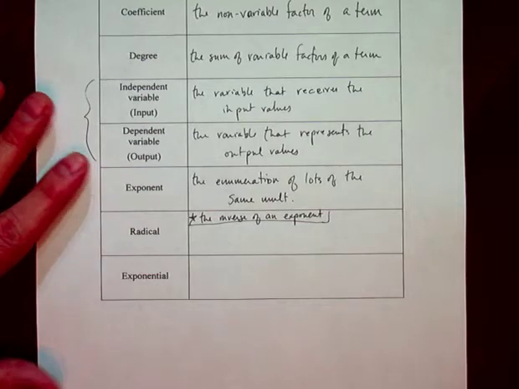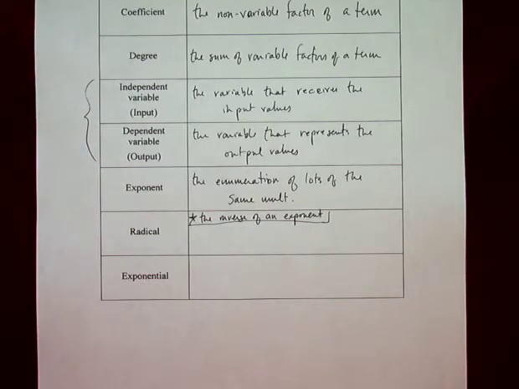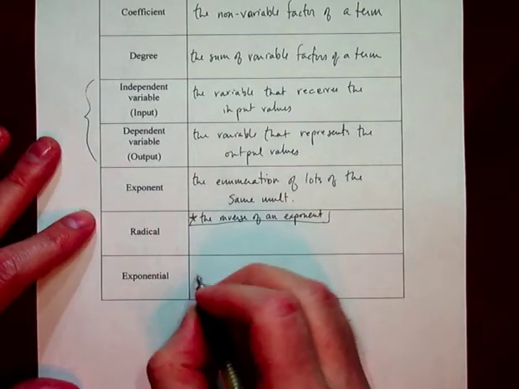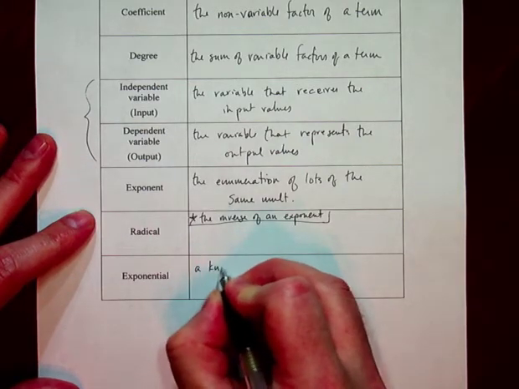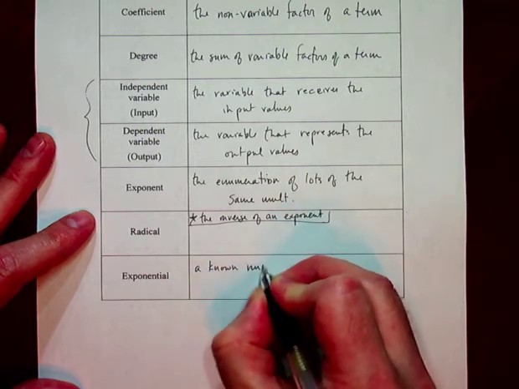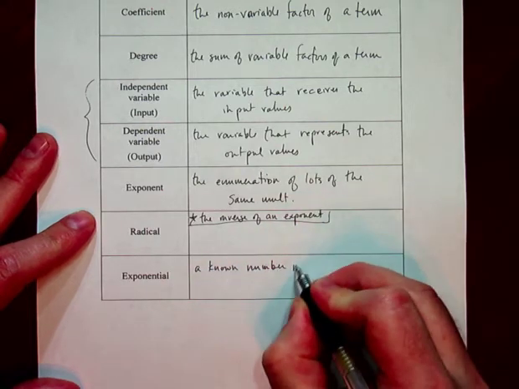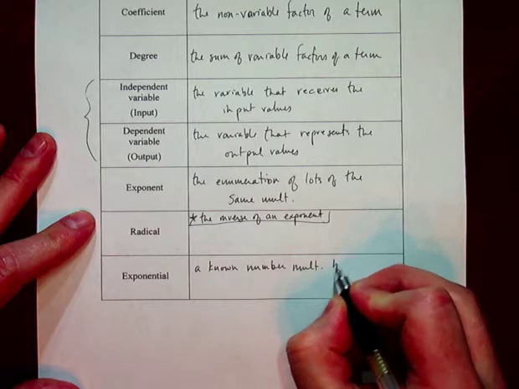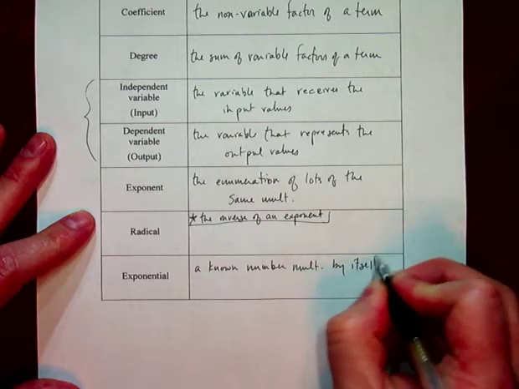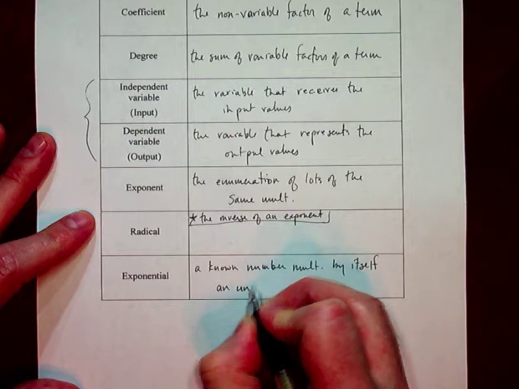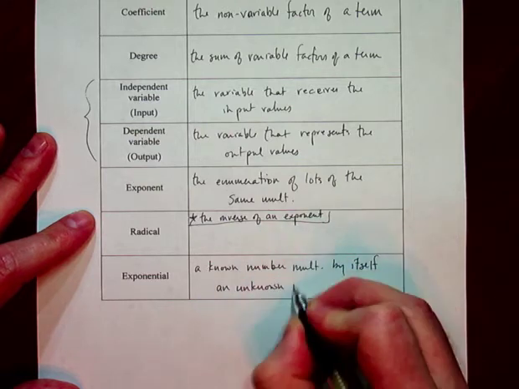But exponentials basically, gosh, how would you define an exponential? That's kind of actually a tough one. I'm totally blanking about what I usually say about that. Basically, it's a known number multiplied by itself an unknown number of times.